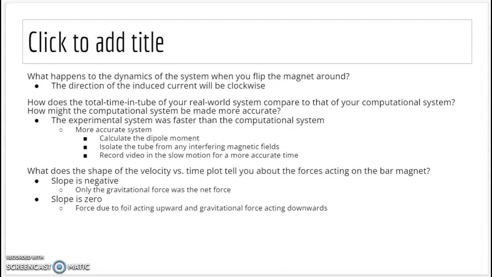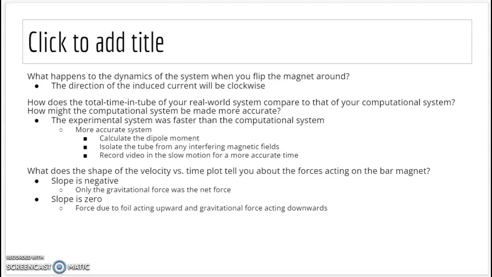So, the experimental system was a lot faster than the computational system. And if we want to make a more accurate system, we can calculate the dipole moment, isolate the tube from any interfering magnetic fields, or record the video in slow motion for a more accurate time.